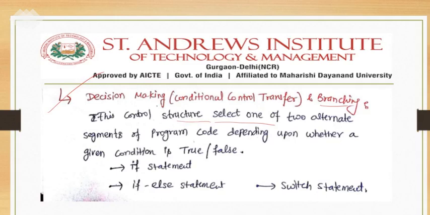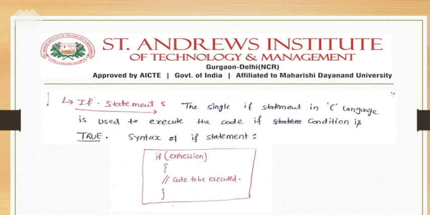Basically we have to discuss the if statement, the if else statement, the else if ladder, and the switch statement. We will discuss each of them one by one with the help of examples. First of all, the if statement. What is the if statement? A single if statement in the C language is used to execute the code.